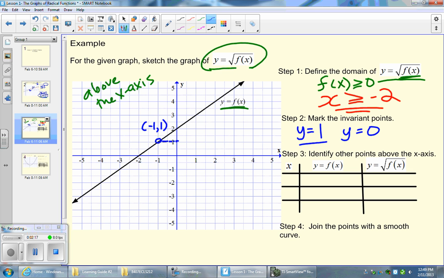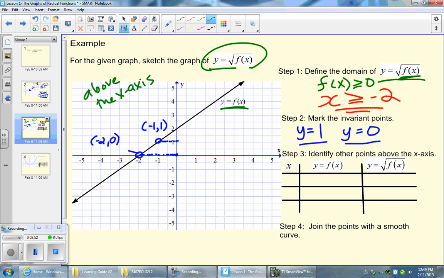The second invariant point occurs when y is equal to 0. So find y is equal to 0, which is right at the origin. You're going to trace where that point lies on the graph, and it's right there. So it's actually the x-intercept of the graph. So that is the second invariant point, and that's at -2, 0. So we know that these 2 points lie on the square root graph, but we still don't have a general idea of what the shape looks like.